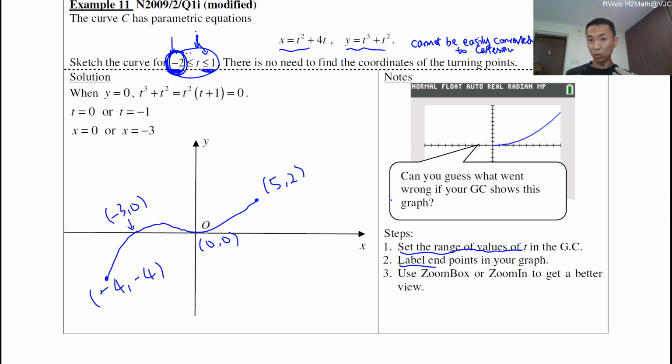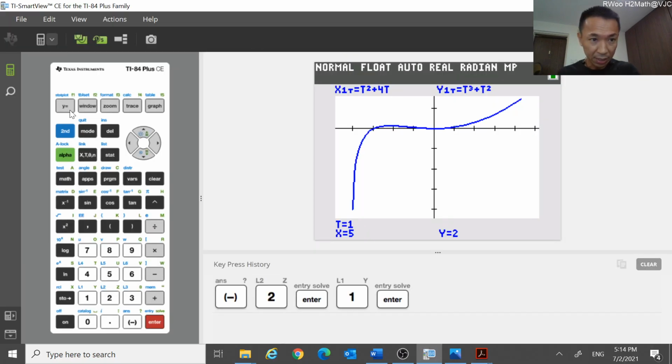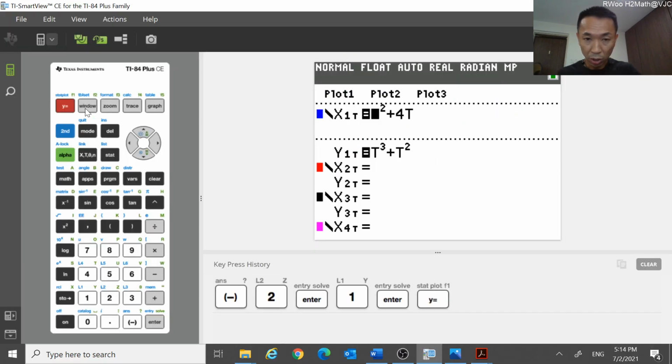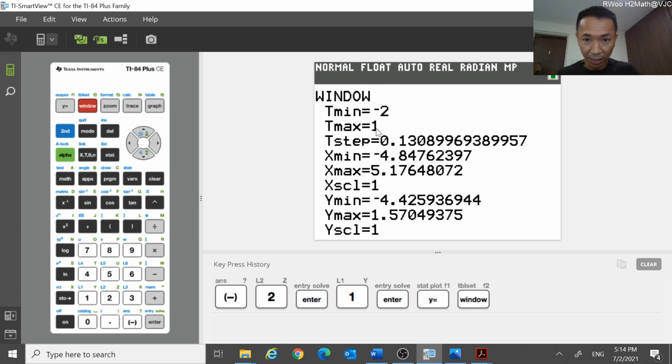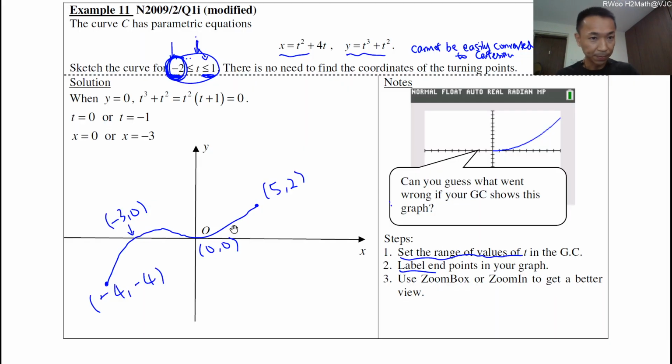Replay the video if you need to understand how it came about. I'm going a little bit faster, but it's okay, you can always replay it. So recap again, you are given this parametric equation. Rule of thumb, do not convert to Cartesian. Go to GC, sketch it out. Go to window settings to check that it is from -2 to 1. Look at the graph, you zoom in, zoom out, zoom box, whatever, to get a very nice shape out. For endpoints, you use the trace function. I hope that's clear. That's example 11.